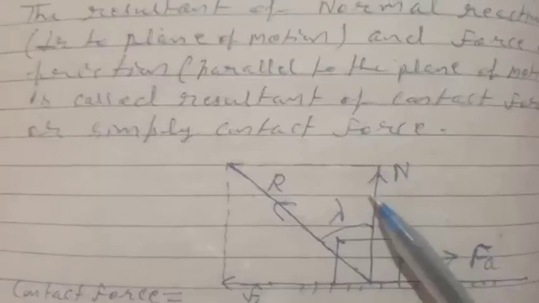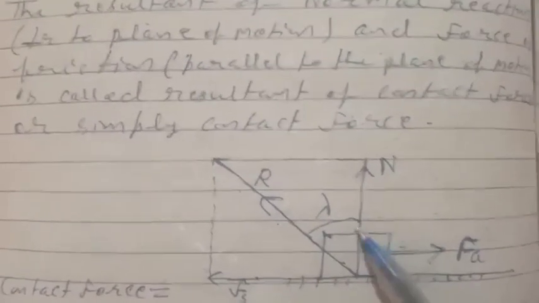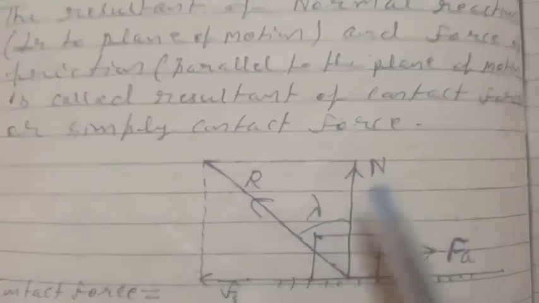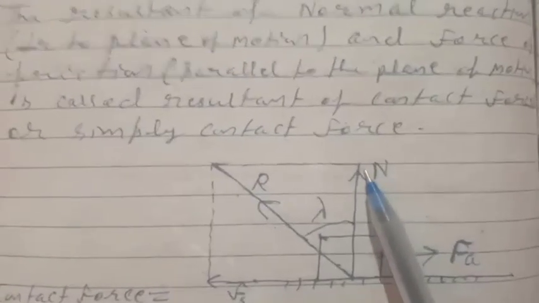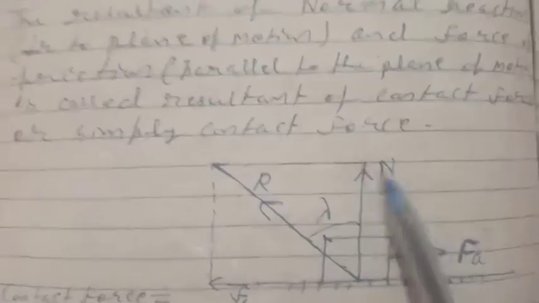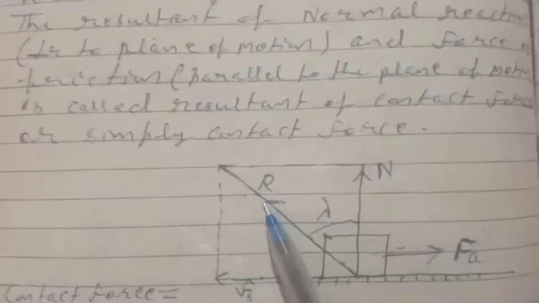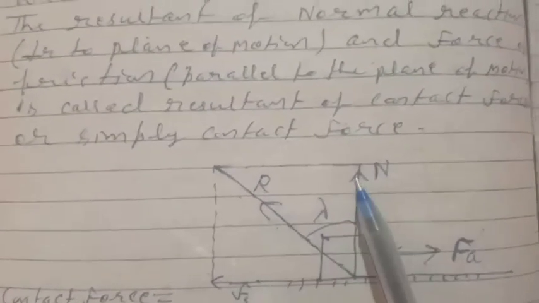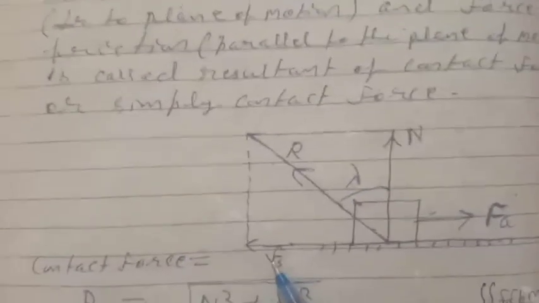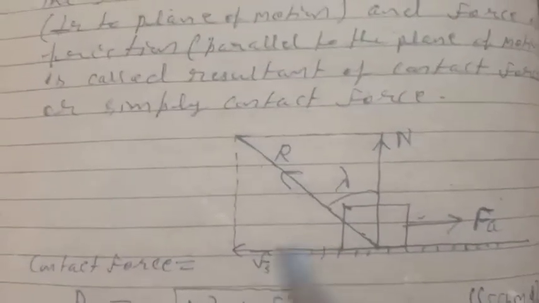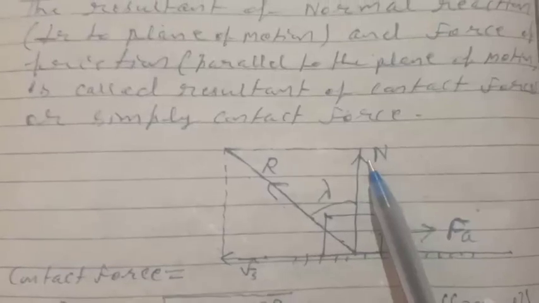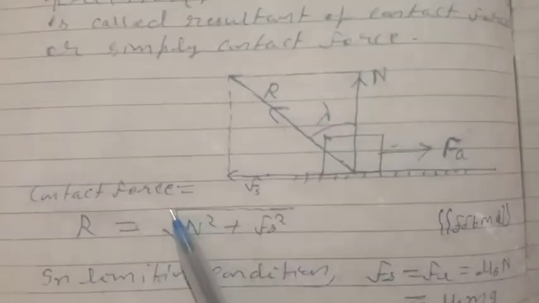So there is a difference between normal contact force, which this represents, and when we ask only for contact force, then this force will be the contact force, because this is the sum of normal contact force and friction force. Now if friction is absent, that is this force is absent, then normal reaction or normal contact force will be equal to the contact force. So we have got contact force from the triangle law of addition.